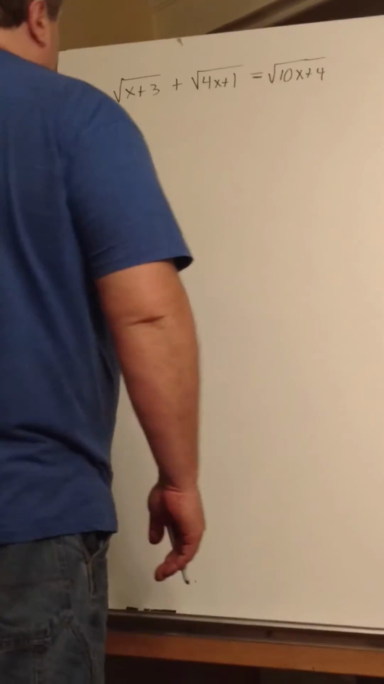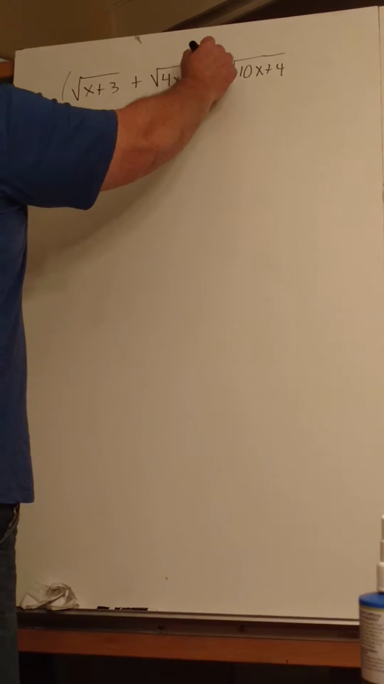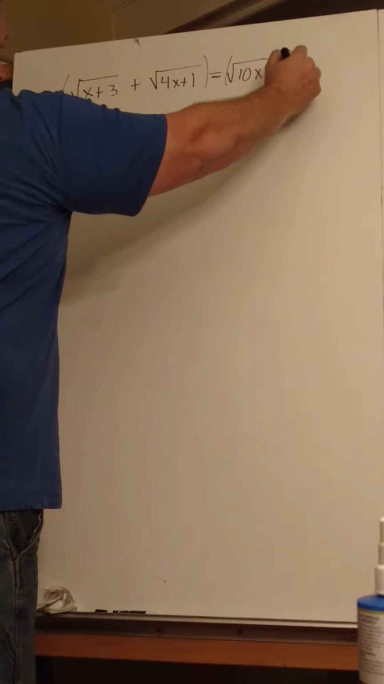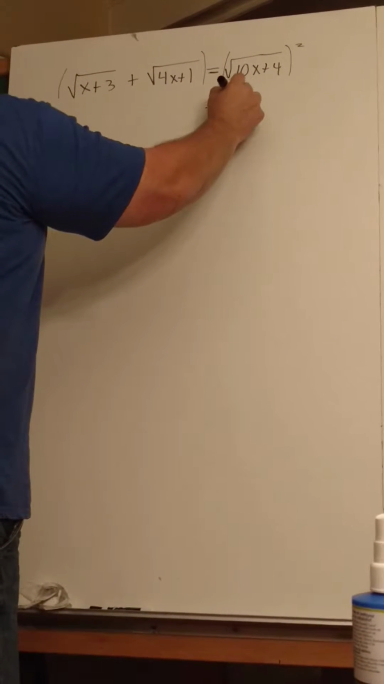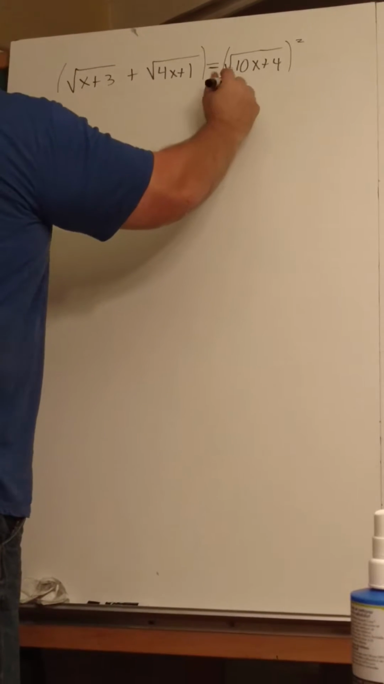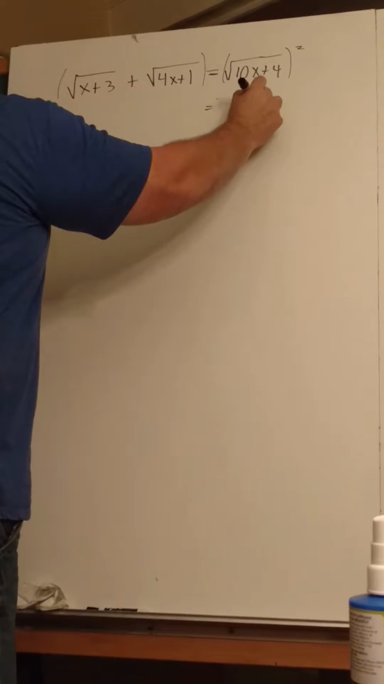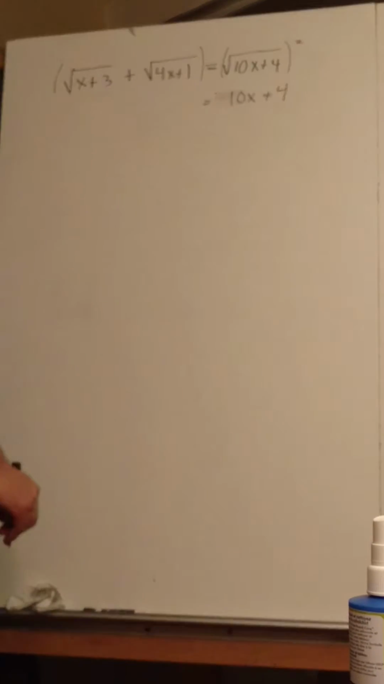Okay. Now, I am going to square both sides, so this is going to be a little messy. Well, the right side won't be messy. The right side is just going to be the what? 10x plus 4. This side is going to get messy, alright?